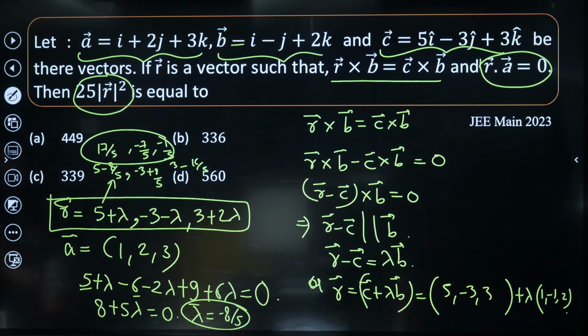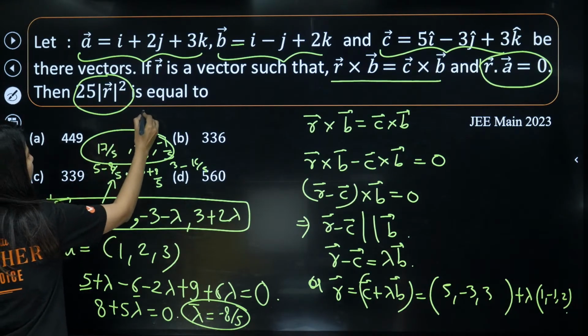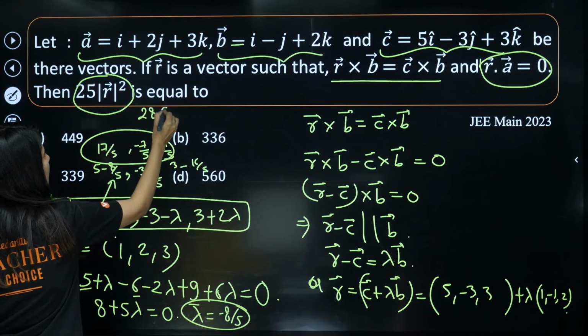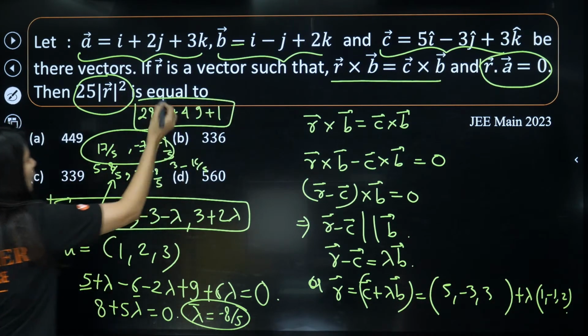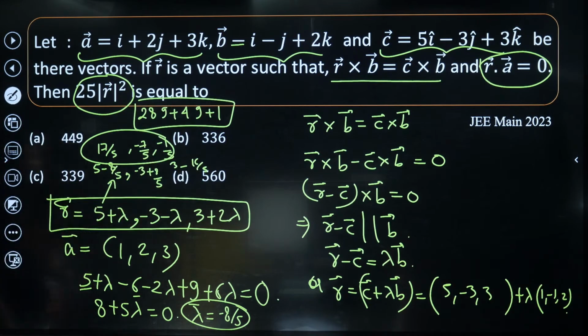Right? Now 25 r square will be what? So 17, comma, minus 7, comma, plus 1, basically it would be plus 1, minus 1, whatever. So basically 17 square, 289 plus 49 plus 1 would be your answer. 339. So basically this is option C, yes, 339 would be your correct answer.